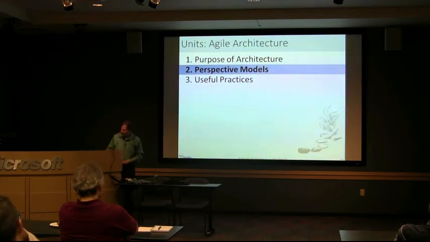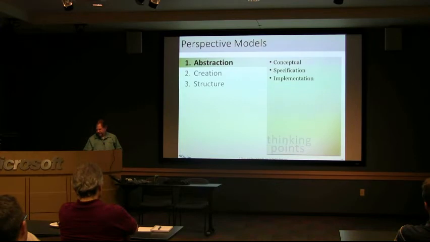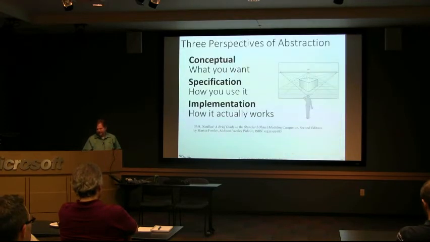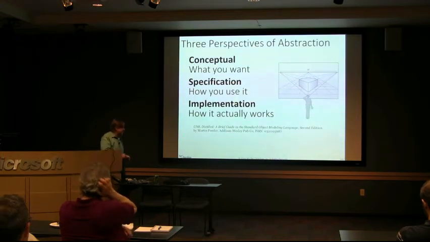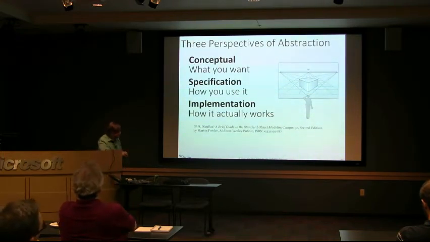Let's look at some of the perspectives. So there are three different perspectives I want to talk about. One is something Fowler also came up with that I liked. He talks about abstraction, that there are different levels of abstraction. There's a conceptual level, a specification, and an implementation level. He talks about this in his UML Distilled. He's got a third or fourth edition out by now. Conceptual is what you want. Specification is how you use it. That's kind of like our interface to the class.